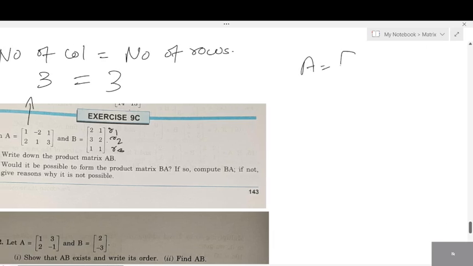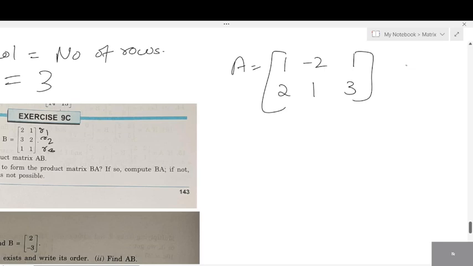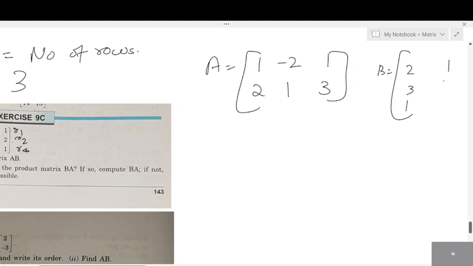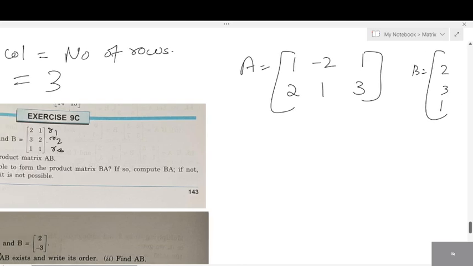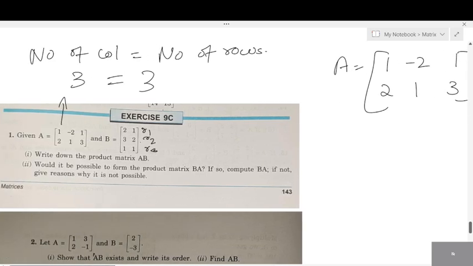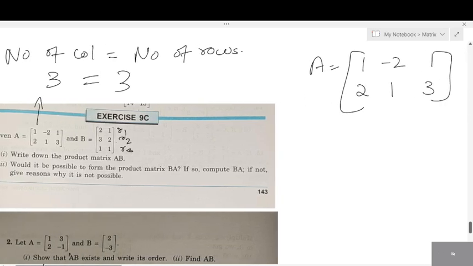A is equal to 1, 2, minus 2, 1, 1 and 3. B is equal to 2, 3, 1, 1, 2, 1, 1, minus 1, 1, 2, 1, 3.